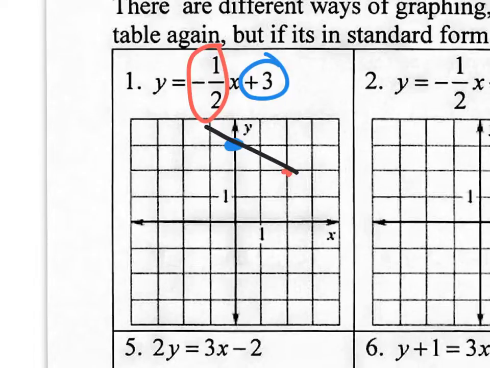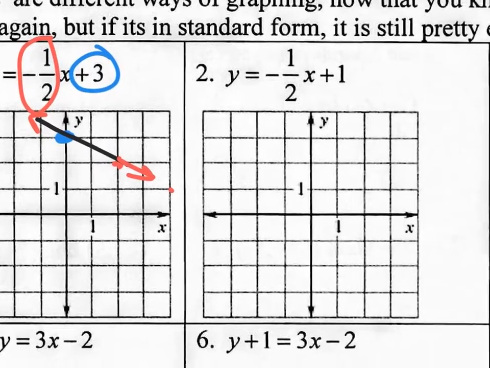Now, if your line is too short, you could continue with your pattern of your slope, which was down 1 over 2, down 1 over 2. Now, you don't have to, but at least it gives you a good idea of how to extend it further if you use the slope. If you want to make the line longer, go for it.